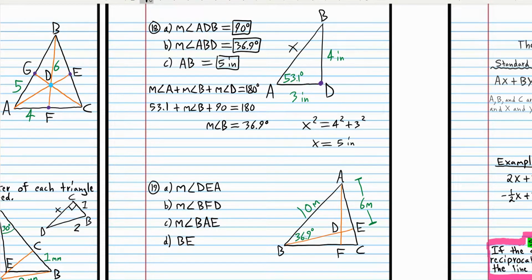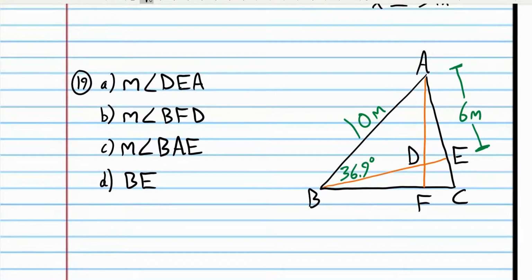All right, we're back. Measure of angle DEA. This angle must be 90 because we know that this segment goes from a vertex through the orthocenter, so it must be perpendicular to that side. So measure of angle DEA must be 90 degrees.